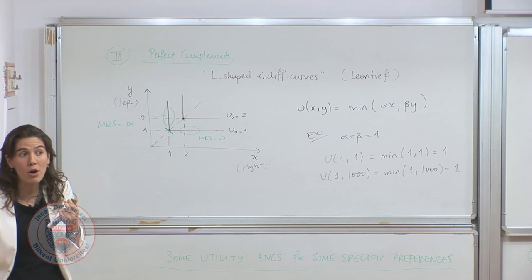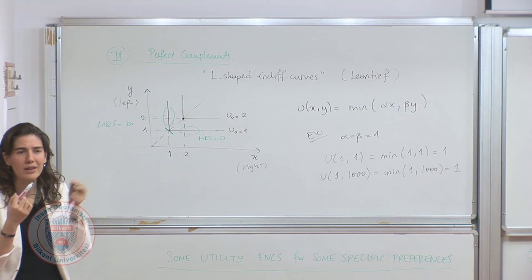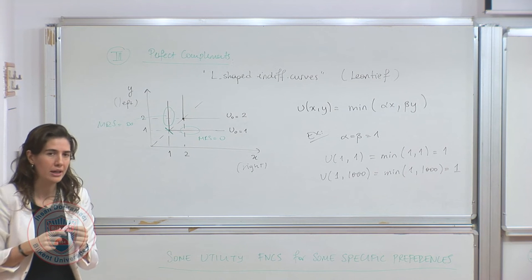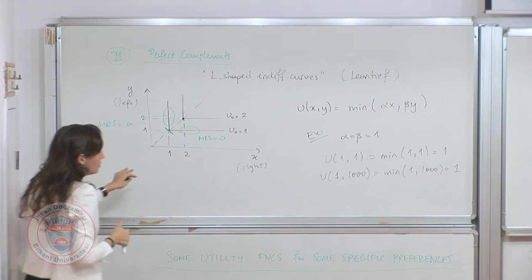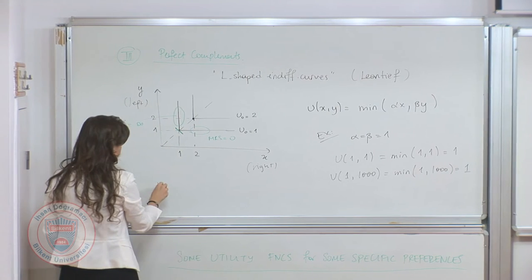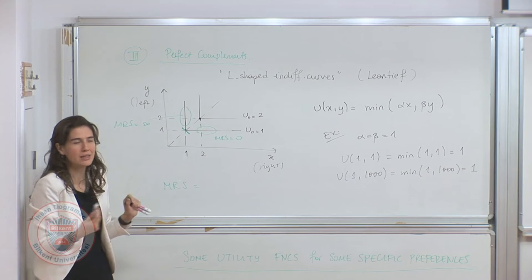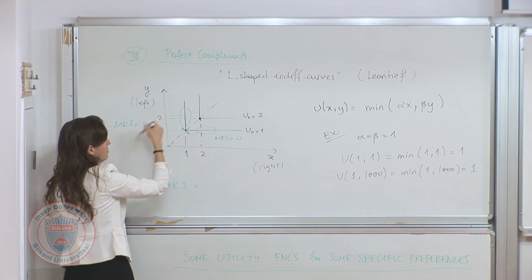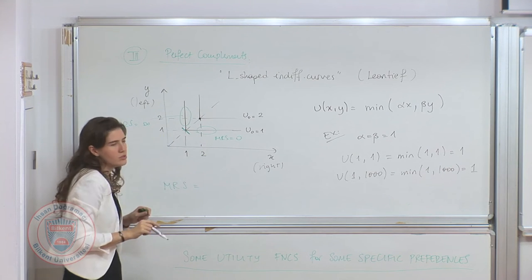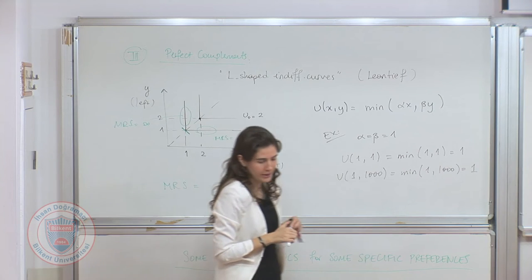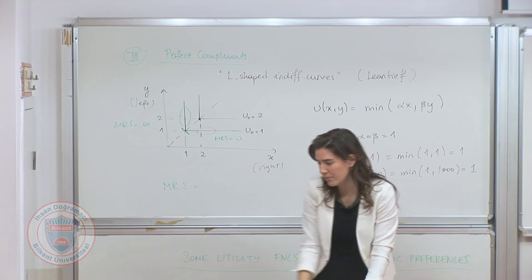Because these are complements, it's not that you substitute one good for the other. So I just keep this. We know what MRS is. It's not defined at the kink. Along this region, it's infinity. Along this region, it's zero. So just keep that in your mind.